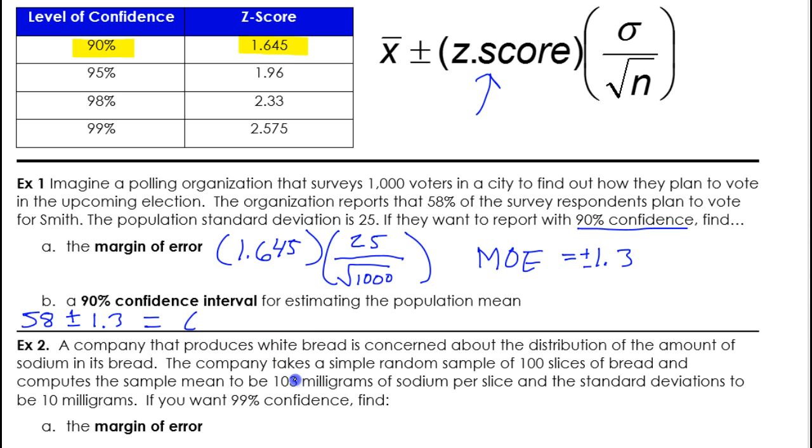Because we're doing interval notation, we want the lower number first. So you should subtract first, then add. So what's the lower bound? 56.7. These are percentages, so I'll go and put that percent on there. And what's the upper bound? 59.3. Yes.